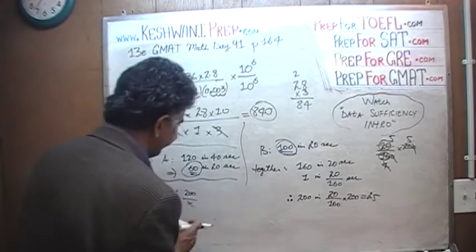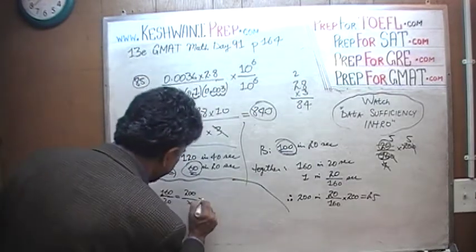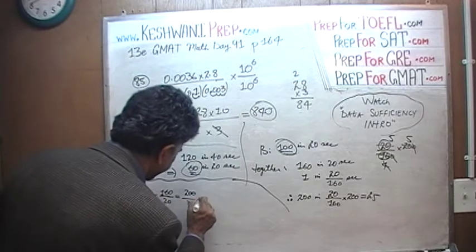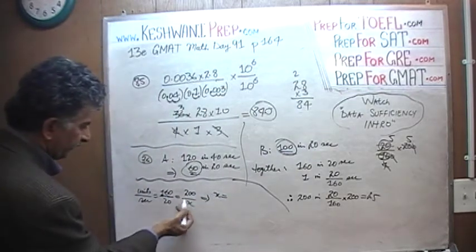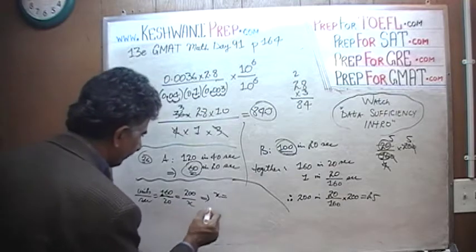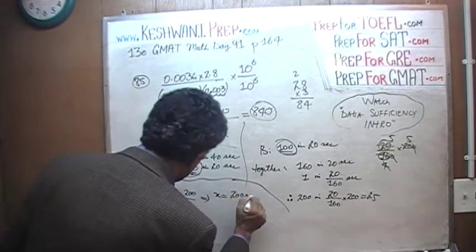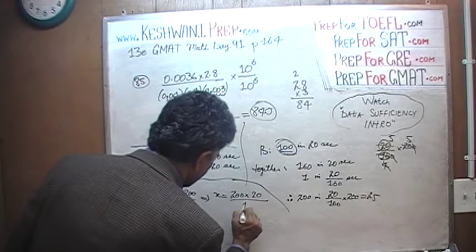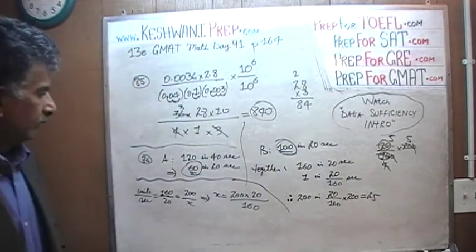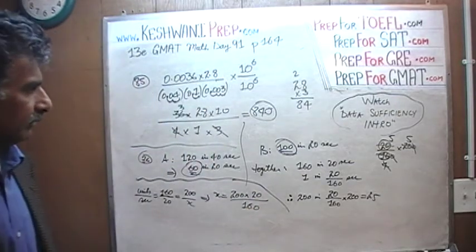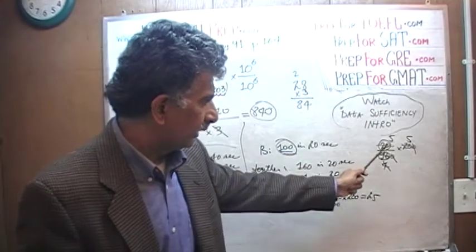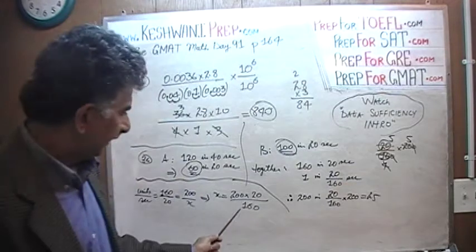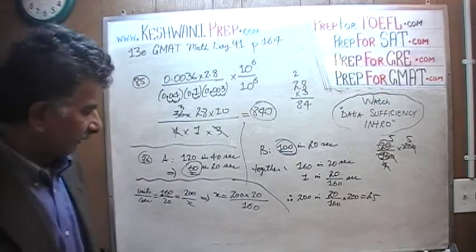So this implies that x equals, if you cross multiply, 160x equals 20 times 200. So x equals 200 times 20 over 160. That's exactly what we have here. You see, 200 times 20 over 160. Same exact thing, and the same exact process will apply.